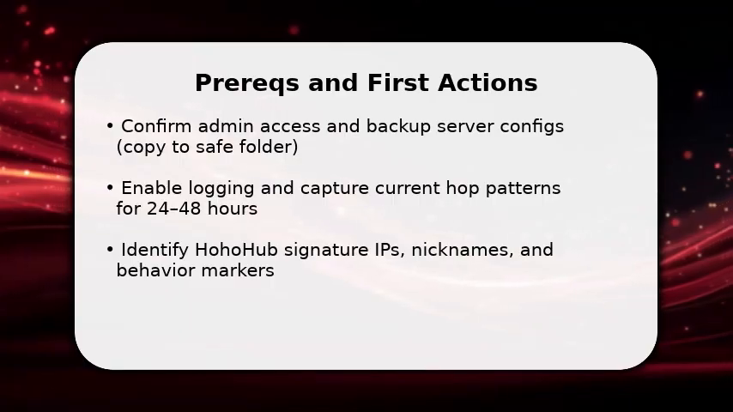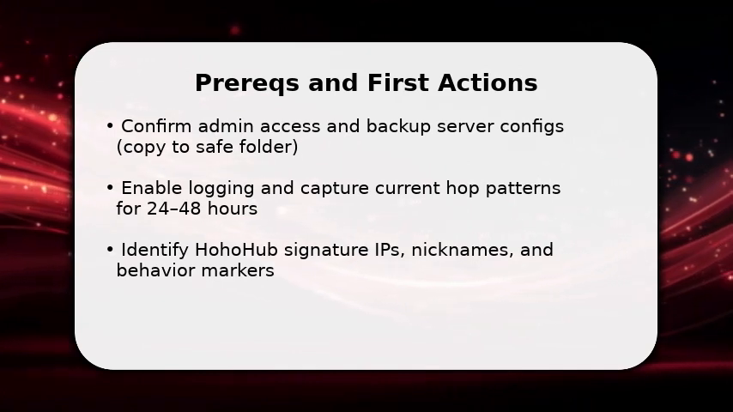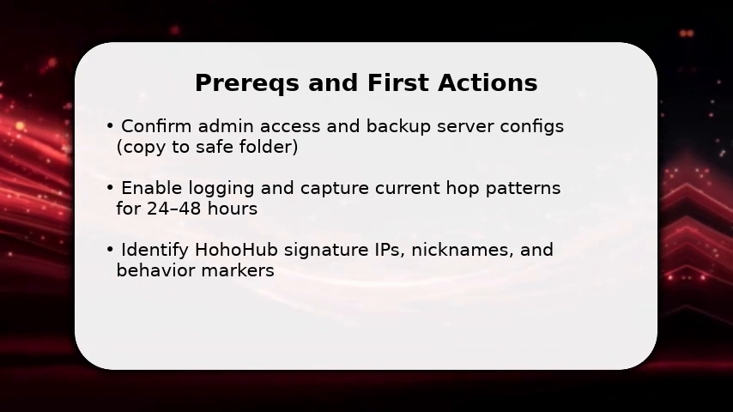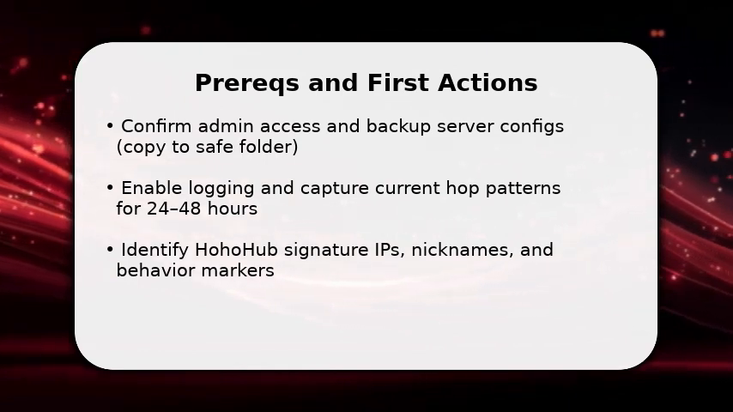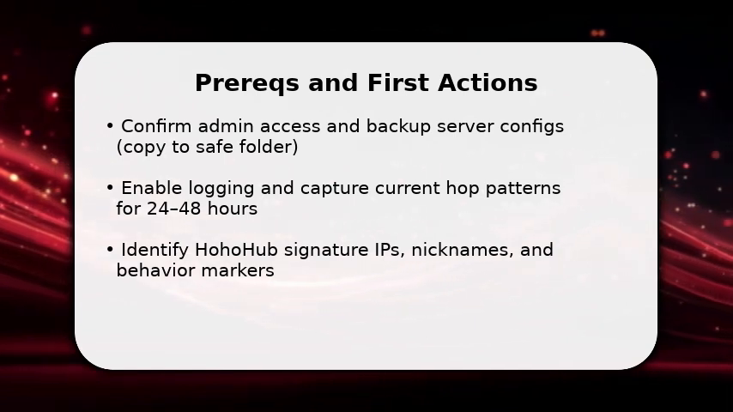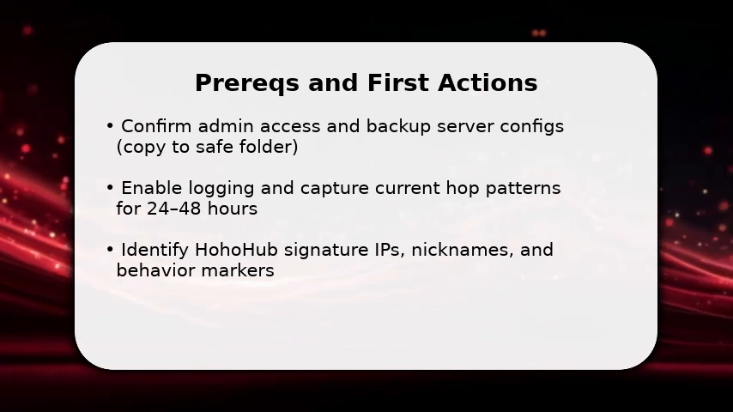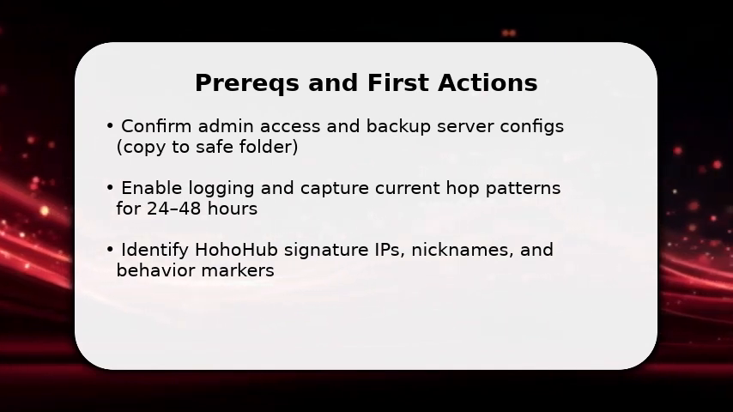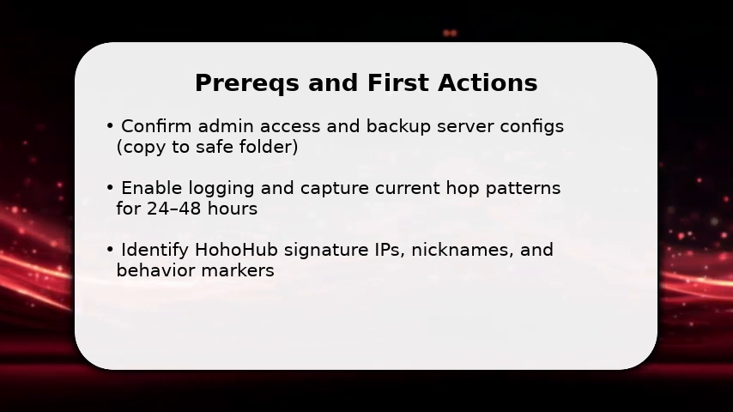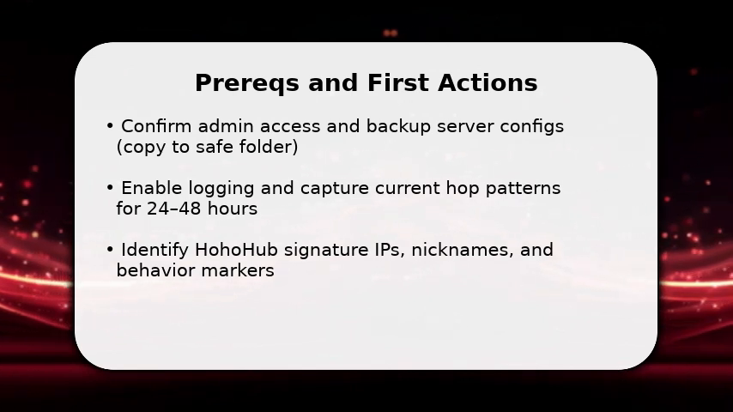You start by securing access and collecting evidence. This is why backups and logs matter. Once you have admin rights, enable detailed logging and let it run for 24 to 48 hours so you can see patterns. While logs collect, export config snapshots and whitelist critical services to avoid downtime. Make sure to flag any accounts or IPs showing rapid joins or scripted movement. Those markers are the first clues that Hohohub-style hopping is occurring and will drive the next steps.